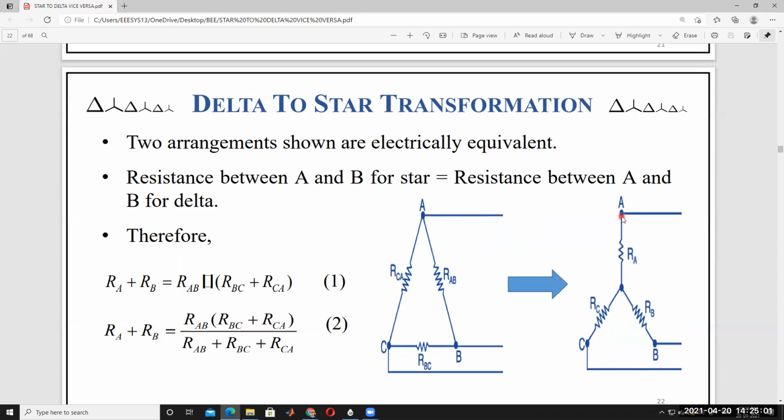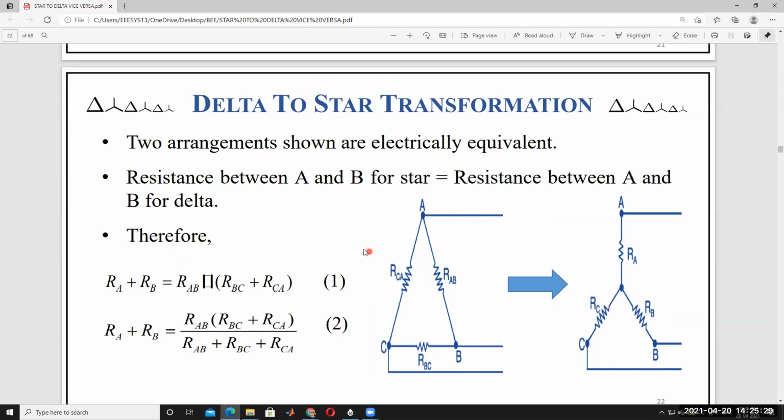If we consider only the AB terminals, the resistance between the A and B terminals is called RAB. In the delta, RAB, RCA and RBC are connected in a closed loop. That's why these two resistors are also included. But here RC is not included because it's not connected into the system.